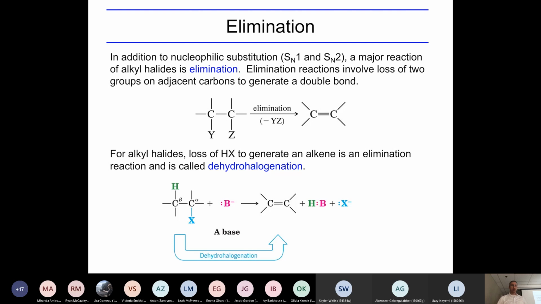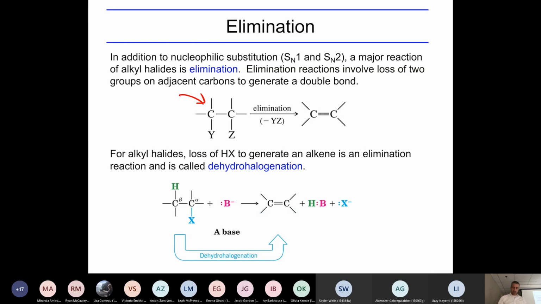The other reaction is called elimination. Luckily, the name again tells you what's happening. You're eliminating 2 atoms, or 2 parts, from your molecule. And it looks like this. If you have 2 carbons that are adjacent, each carbon will have an atom or a functional group or several atoms. You remove 1 from one carbon, 1 from the other carbon. Those come off, and then you have a double bond form between the 2 carbons.